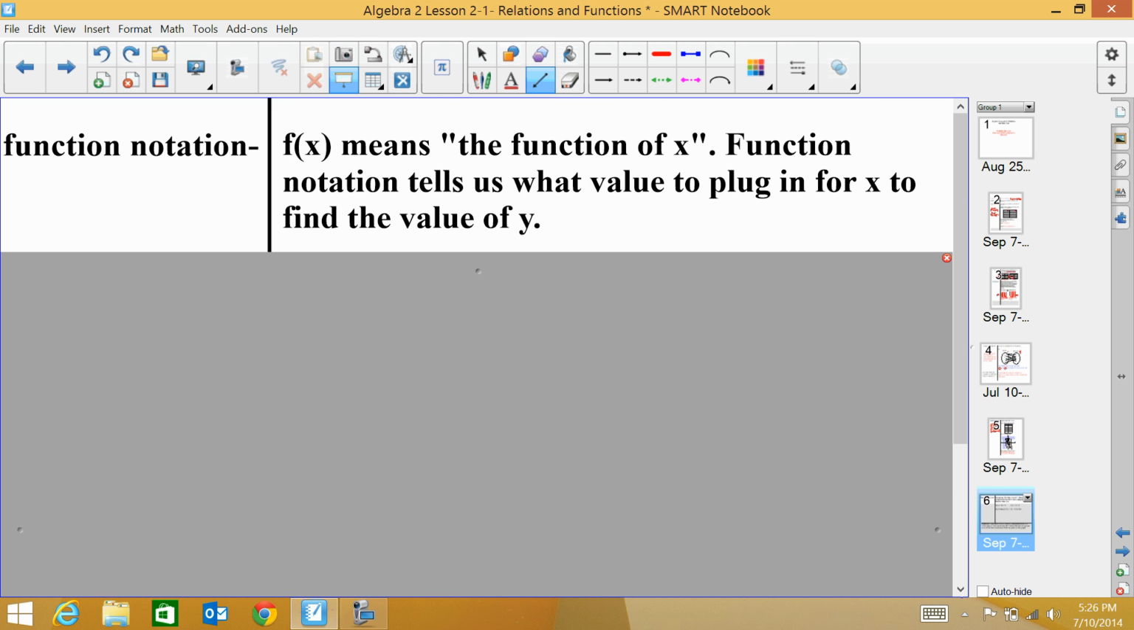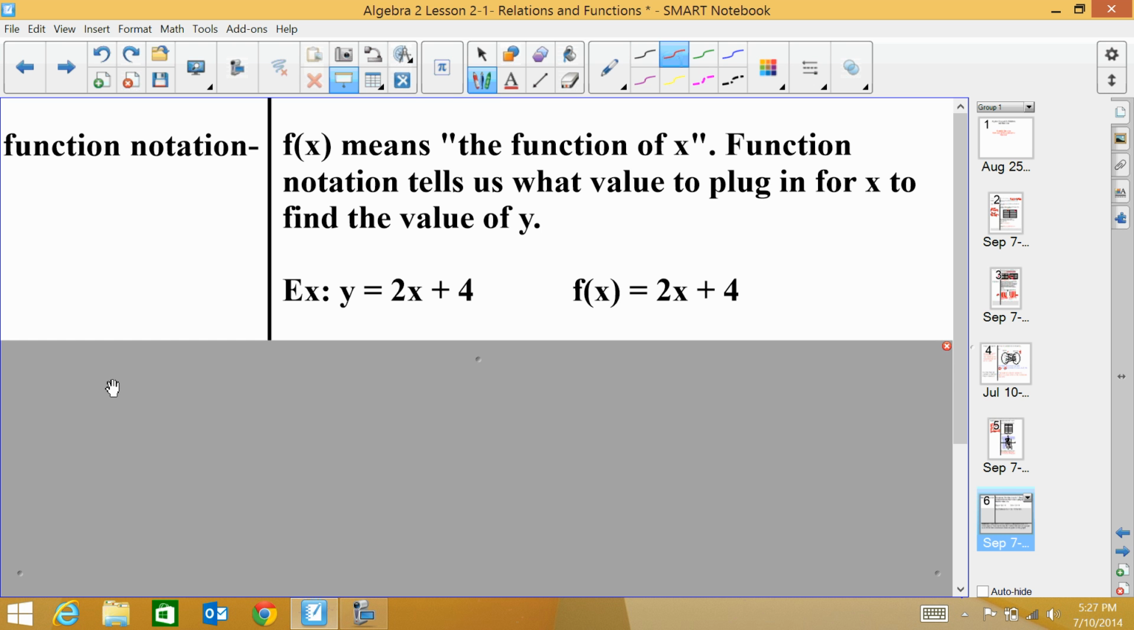Okay, one more thing and then we're finished. Function notation. If you see f and then x in parentheses, you read that as the function of x, or a lot of times they say f of x, and that just tells you what value to plug in for x to find the value of y, or the value of the function. So the x part in parentheses, that just means that we're plugging in numbers for x.